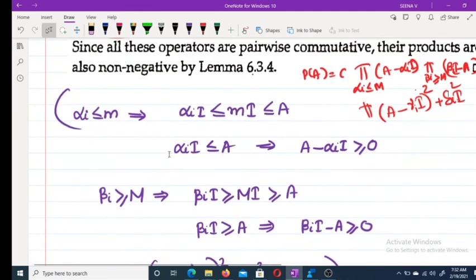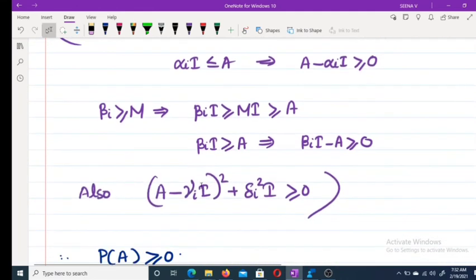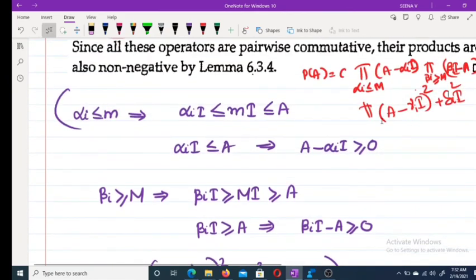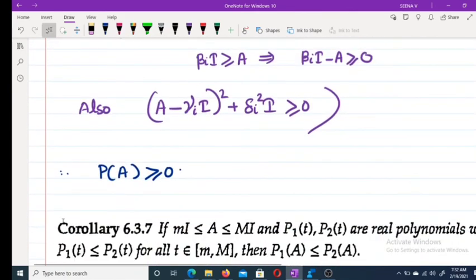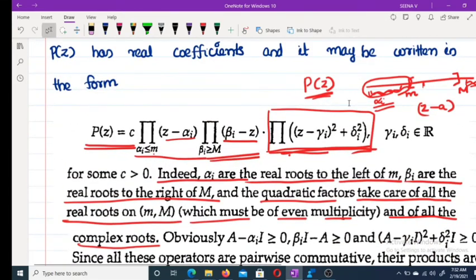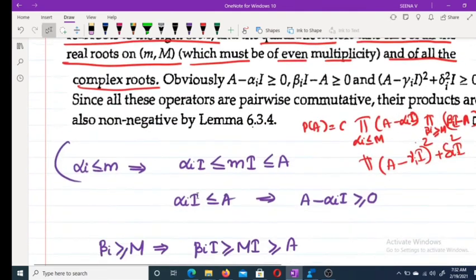Similarly, the term (a minus gamma I) whole square plus delta I square is also greater than or equal to 0, which implies P of a is greater than or equal to 0. That is what we have to prove. I will tell how this product also comes later.